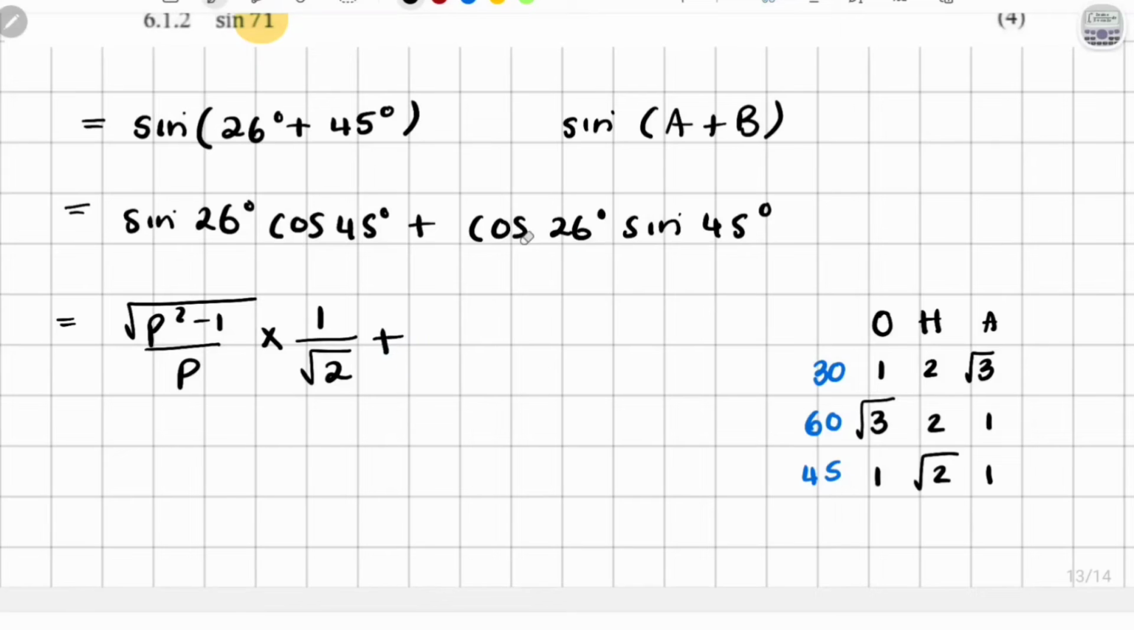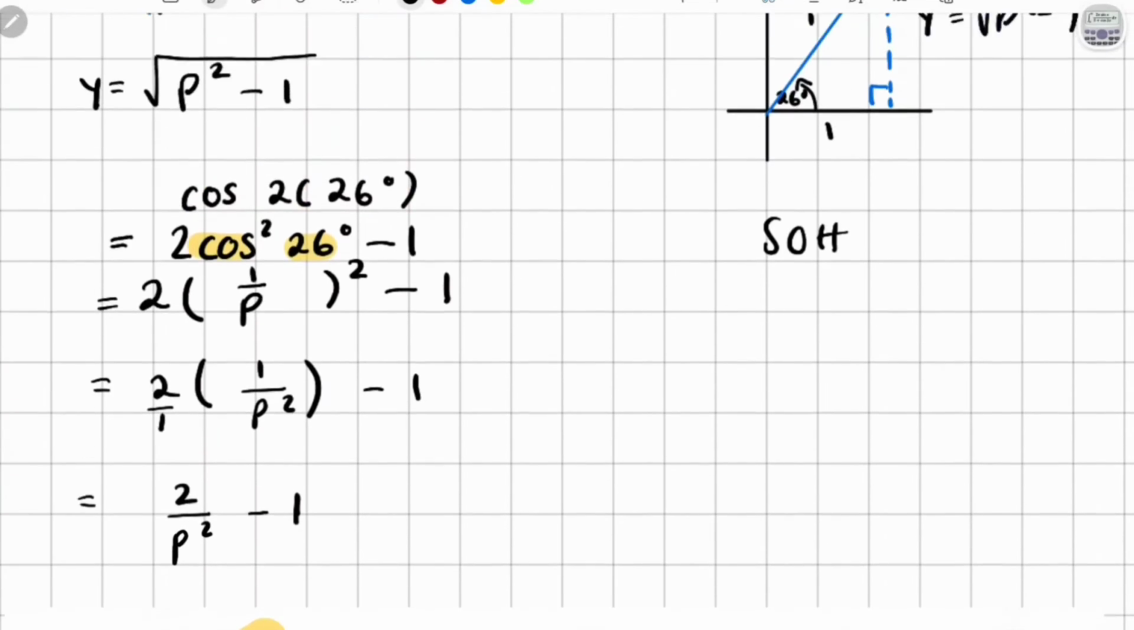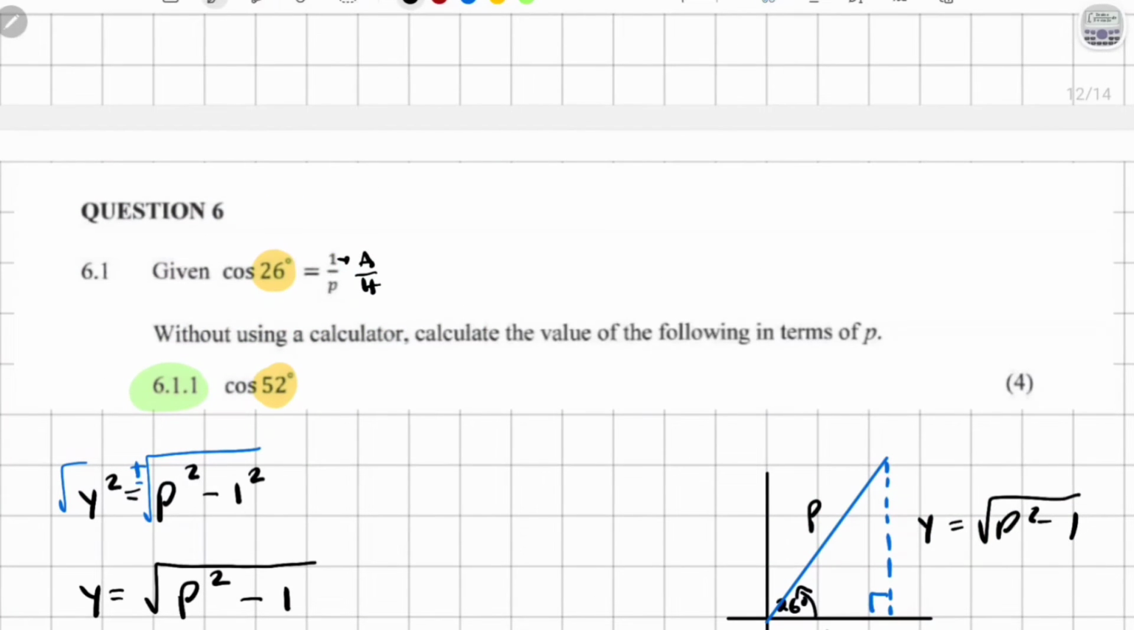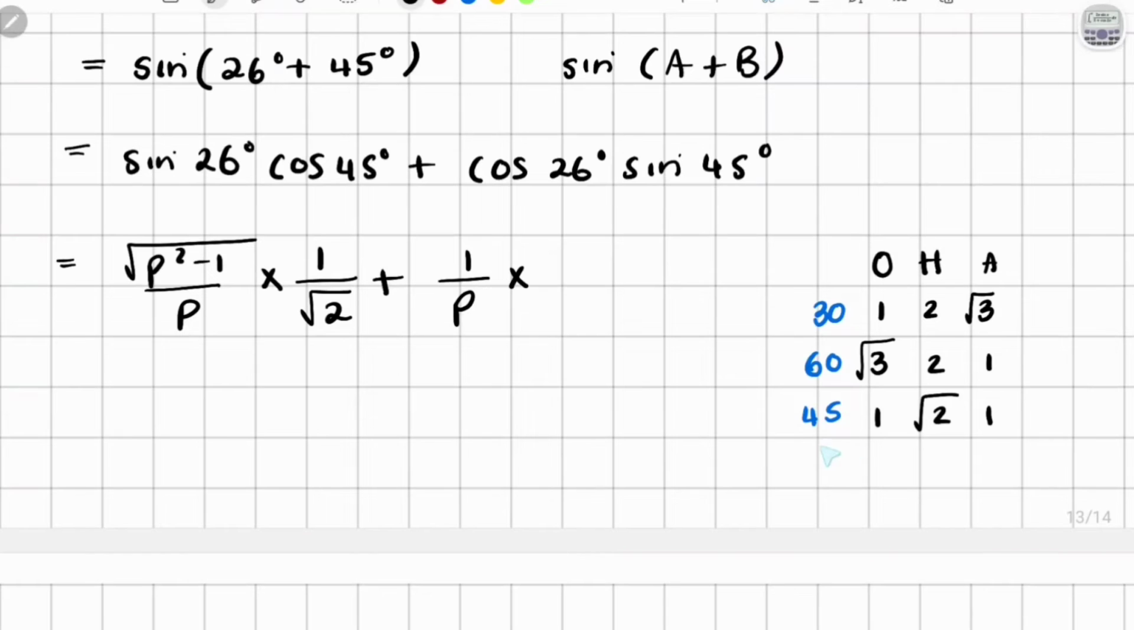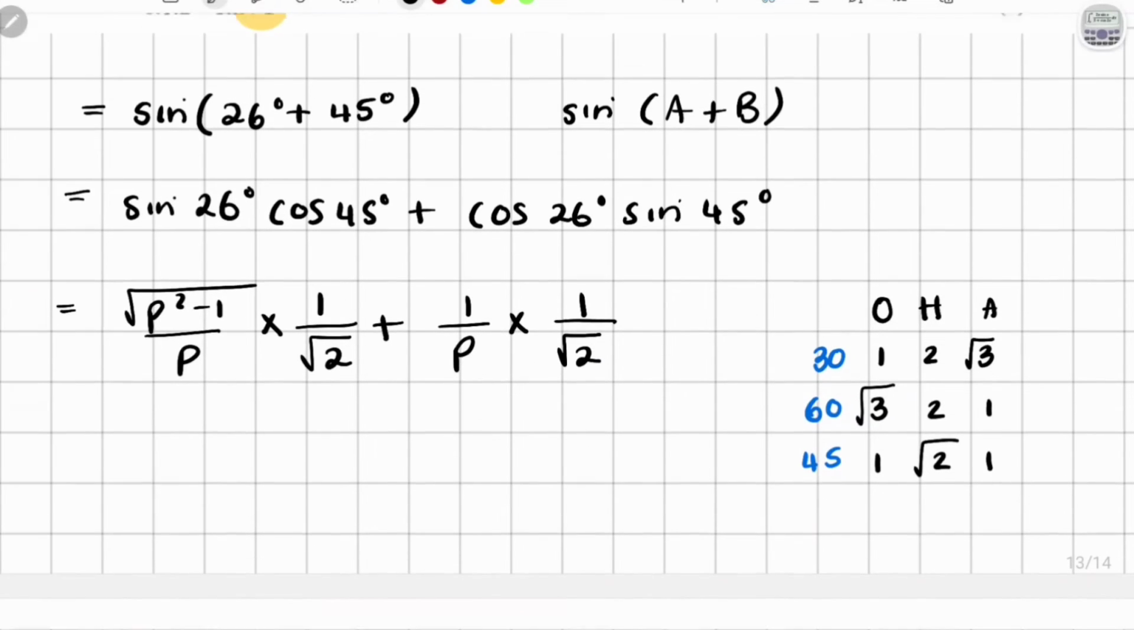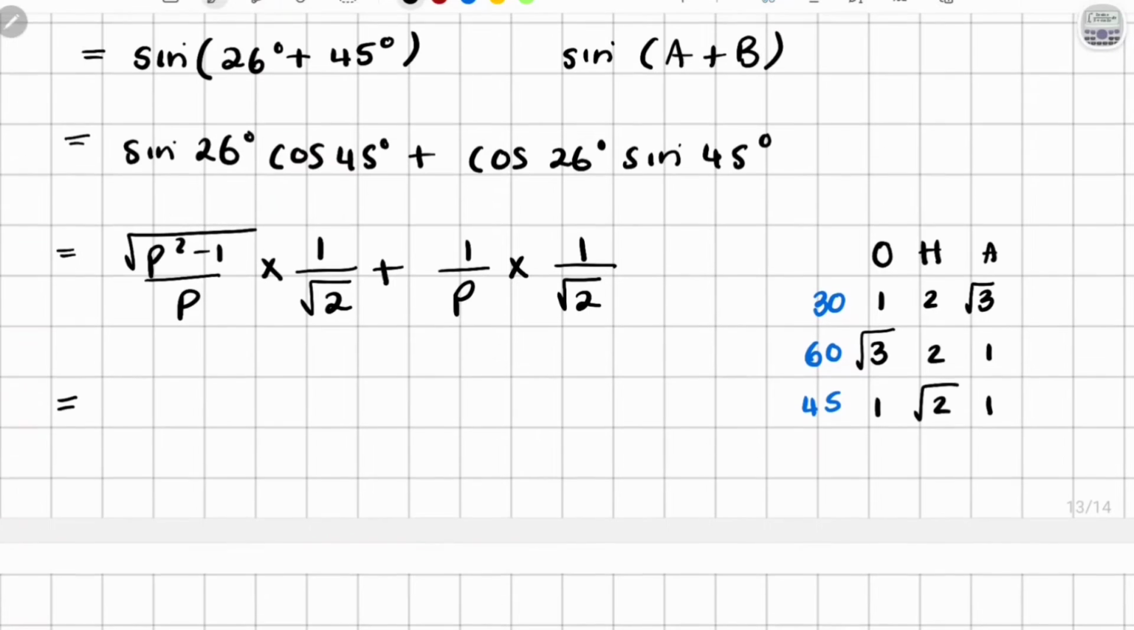Then we say plus, and then I continue here. This is going to be cos of 26 degrees, which we can find. We know that already. That is 1 over p. So that is 1 over p. Then multiply by sine of 45 degrees. Sine of 45 degrees, sine says SOH, meaning opposite over hypotenuse. So go to 45 degrees, take the opposite, okay, 1 over the hypotenuse, which is square root of 2. So that's 1 over square root of 2. You see cos 45 and sine 45 are the same thing.